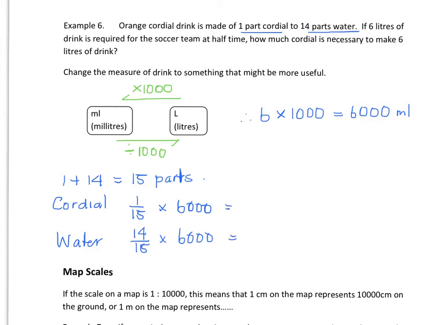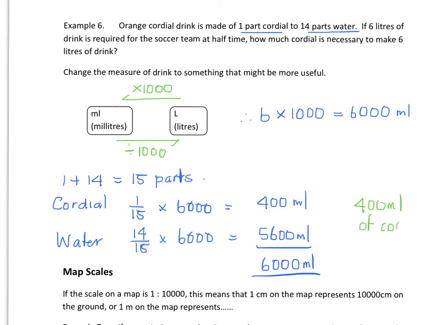and if you multiply that through, you'll have 400 millilitres of cordial and 5,600 millilitres of water. If you add them up, you have your 6,000 millilitres, or 6 litres in total. And the question was how much cordial is necessary, so I guess you need to write that in words. So 400 millilitres of cordial required.